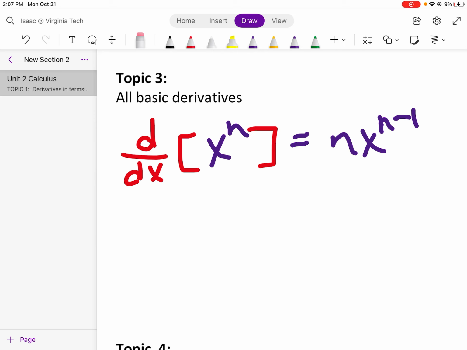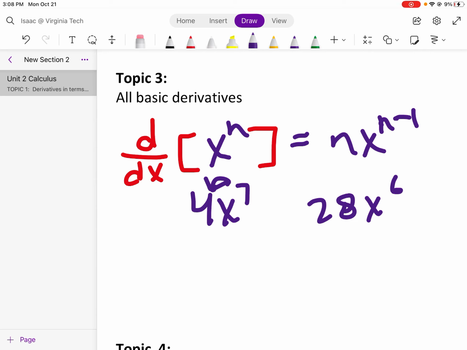Just to give you another example, what if we had 4x to the 7th? We'll put that to the side, and we can actually just multiply those together using what we know about constants beside a function. So that's going to be 28x to the 6th. We just subtract 1 from the exponent.